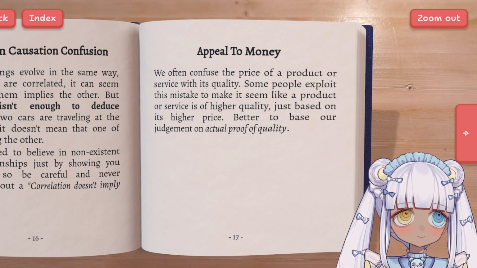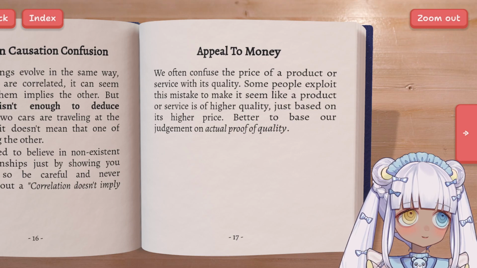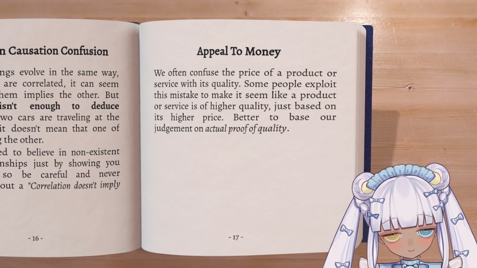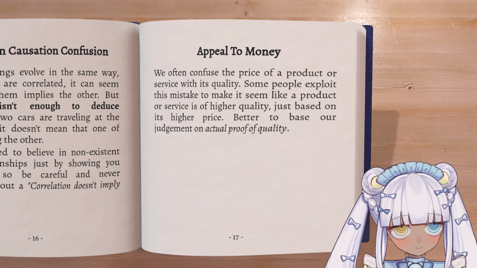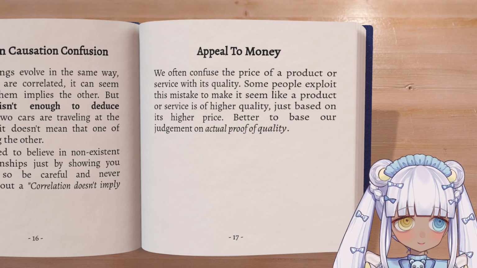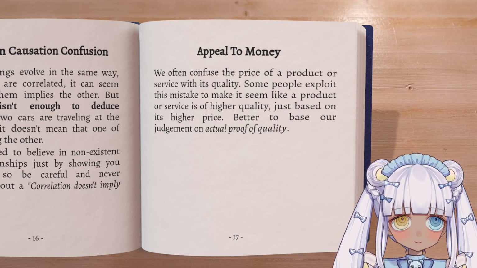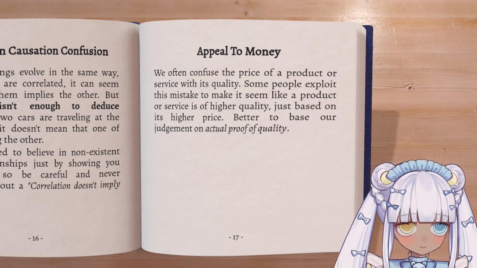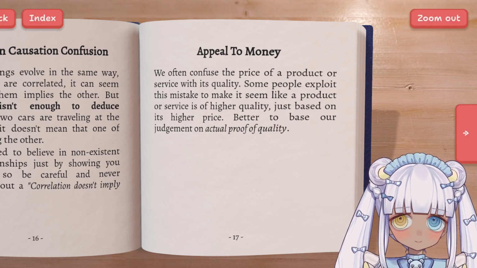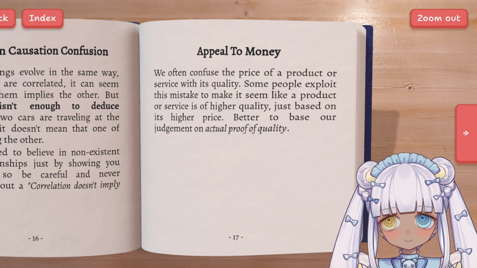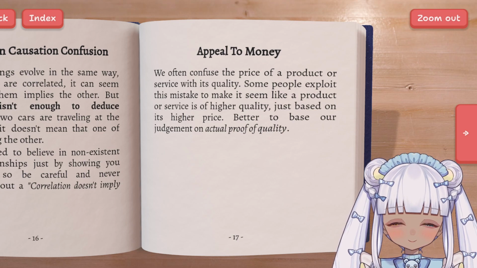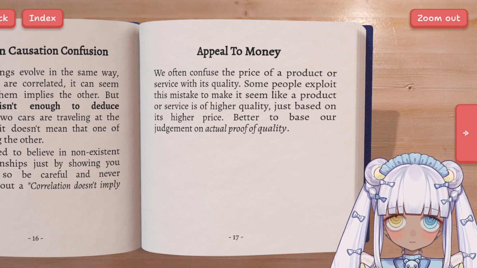Appeal to money. We often confuse the price of a product or service with its quality. Some people exploit this mistake to make it seem like a product or service is of higher quality just based on its higher price. Better to base our judgment on actual proof of quality. Yeah, that makes sense in the context that they used it in with the teacher. That makes sense, yeah.